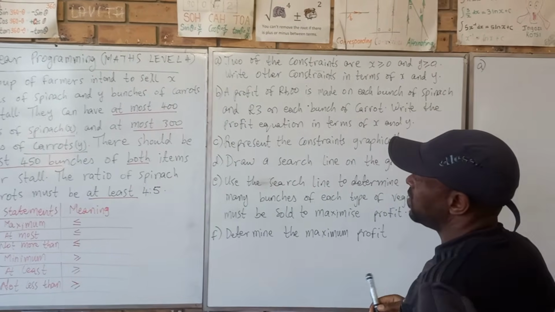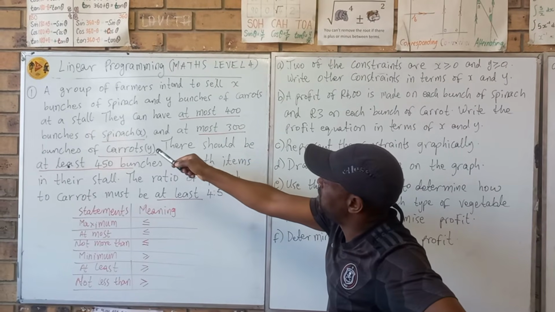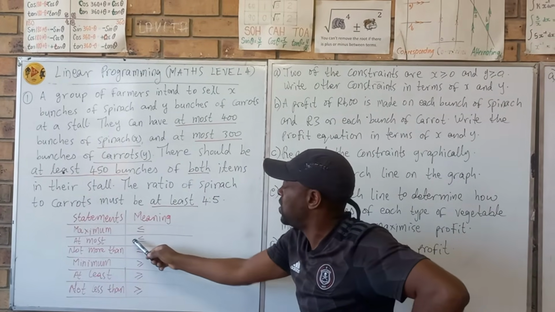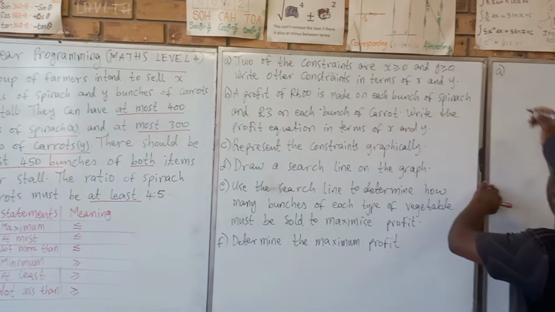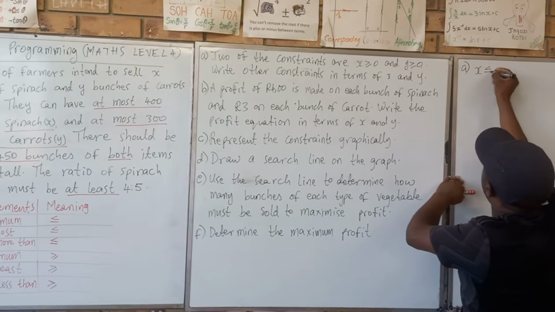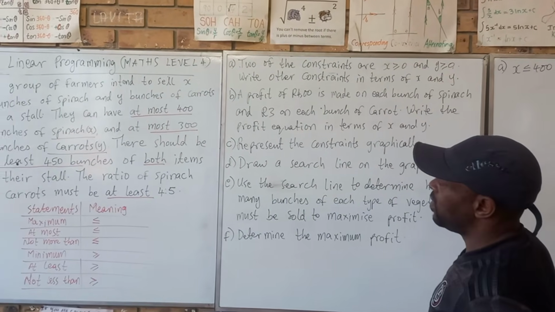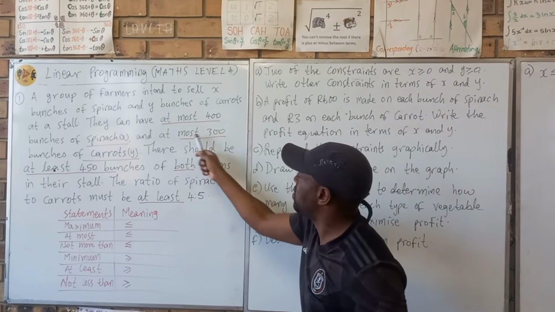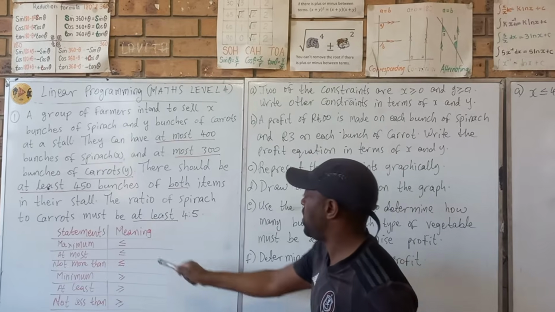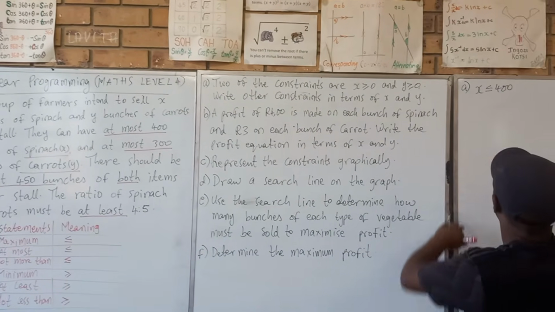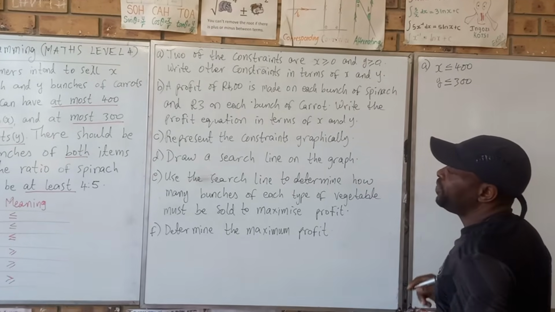The first one says they can have at most 400 bunches of spinach. In our table, at most is less than or equal to. Spinach is X. So I'll be having X is less than or equal to 400. That's my first constraint. Then the other underlined statement is at most 300 bunches of carrot, that is Y. Again, at most is less than or equal to. So I get Y less than or equal to 300.